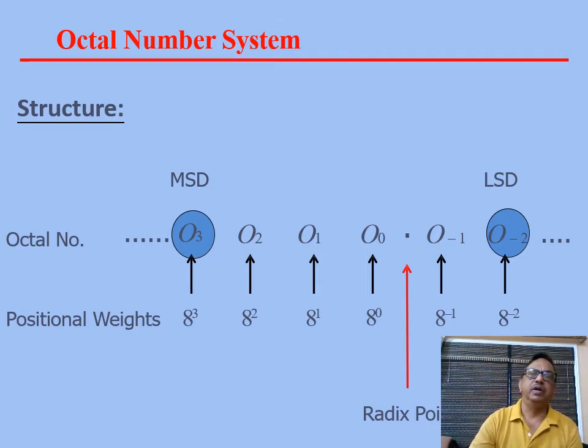Now here you see the structure of the octal number system. I have given the octal number here and their positional weights are beneath them, and this point represents the radix point in the octal number, and these are the positional weights.